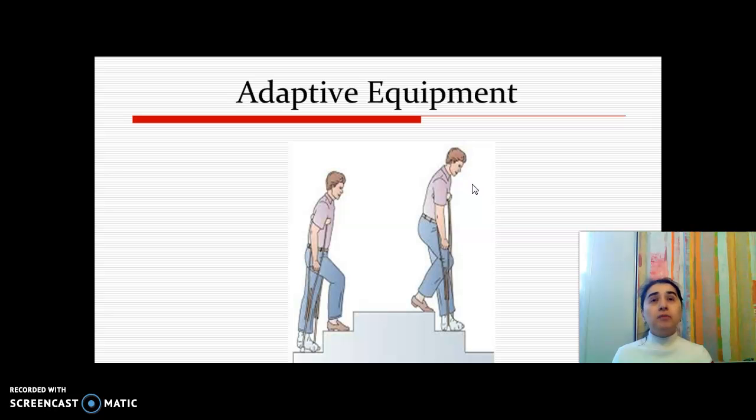So, going up, we put first the good leg. Going down, we put first the bad leg. And this picture shows this. As you can see, the guy with the bad leg, that is the left lower extremity, puts first the right lower extremity going up and puts down the bad leg when he goes down.